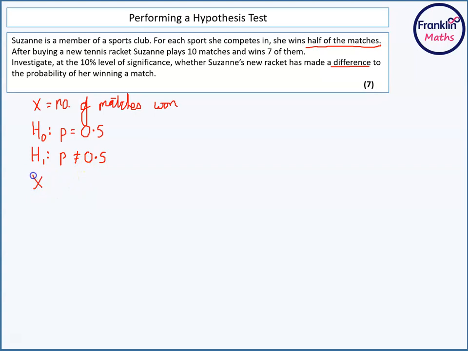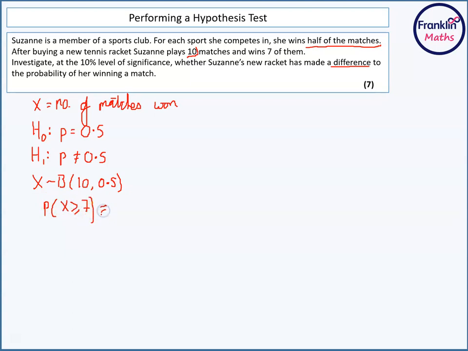So next thing we're going to do is write my model. It's under a binomial, n, p. So n would be 10, because that's the number of games that were played, and the probability was 0.5. So we'd expect to win 5 games, wouldn't we? 50% chance. So we're going to ask, is 7 far enough away from those 5 games for us to go, hang on a minute, the new racket made a difference? What we're going to calculate under this model is the probability of her winning 7 or more matches.